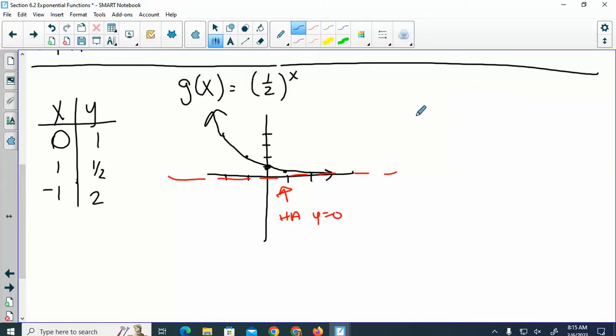What is my domain? Negative infinity to positive infinity. What is my range? Still 0 to infinity. So nothing changed except since my base was smaller than 1, this function was actually decreasing instead of increasing. Range could change with transformations, but domain will always be negative infinity to positive infinity on these.